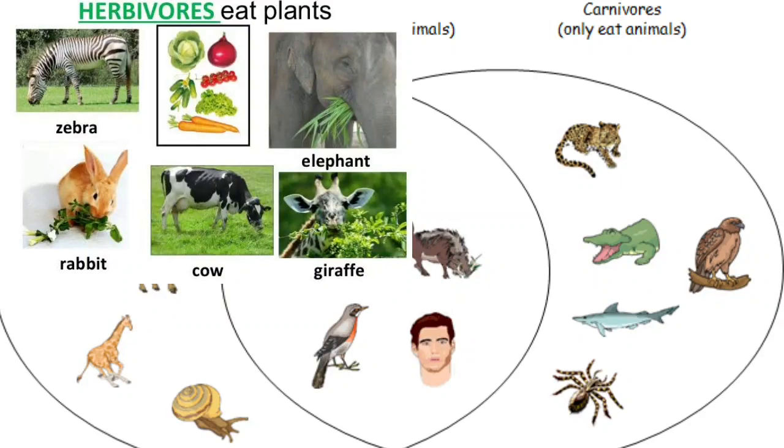Herbivores. Herbivores are animals that eat only plants, like cow eats only grass and other plant material. So examples of herbivores: cow, horse, sheep, rabbit, deer.